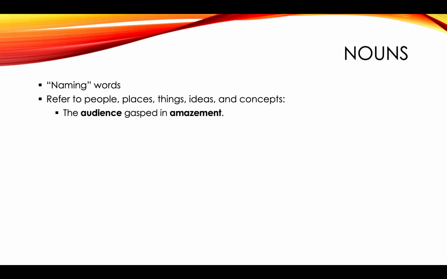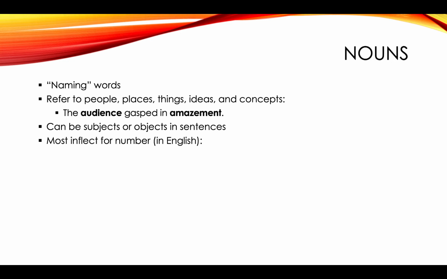In the sentence, the audience gasped in amazement. The noun audience refers not to a person but to a group of people. And amazement is an abstract emotion, not a thing or a person. Nouns with their modifiers can serve as either subjects or objects of different kinds in a sentence. In the sentence above, the noun phrase the audience is the subject, and the noun amazement is the object of the preposition in.